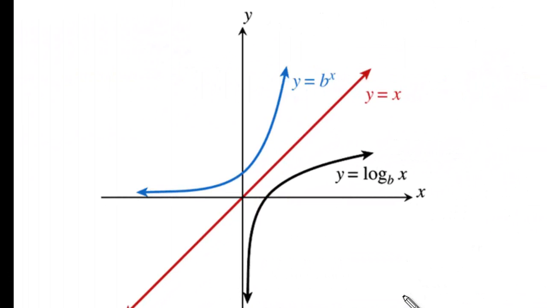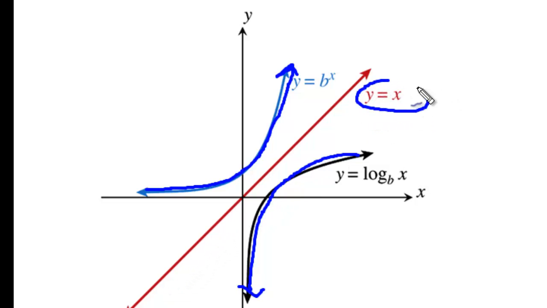Basically, logarithms undo exponential functions. If we have an exponential function right here, the inverse is going to be the log. Remember, an inverse is reflecting it across y is equal to x. So this is our exponential function. That's what it looks like. And this is what the log function looks like.